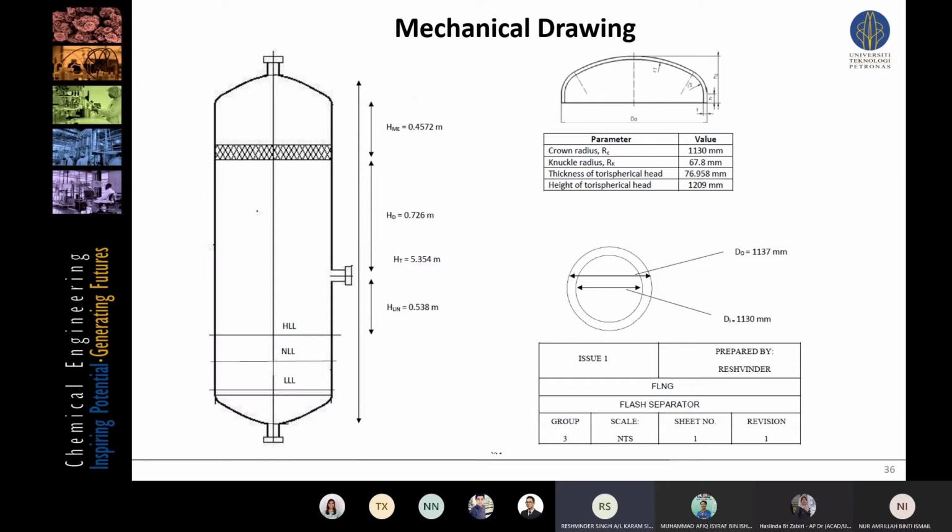And then moving on to the torispherical head, where the parameters include the crown radius, knuckle radius, thickness, and also the height of the torispherical head. Now lastly, there is the circumference of the diameter, where it can be seen here the internal diameter is about 1.13 meters and the outer diameter is about 1.137 meters. That's all for my part. Now I'd like to pass it to the next person to present. Thank you.